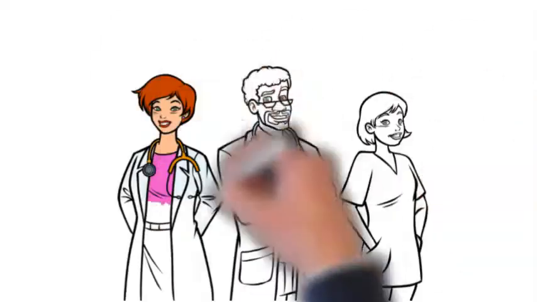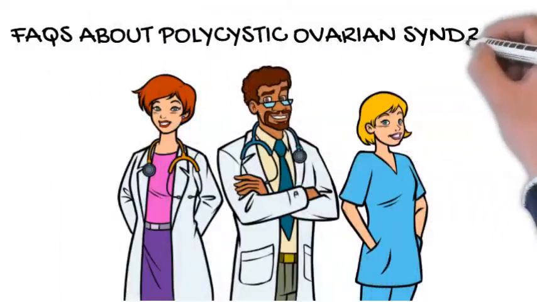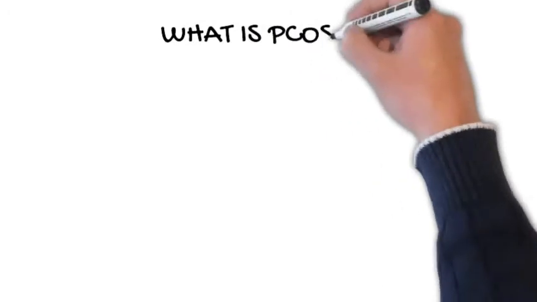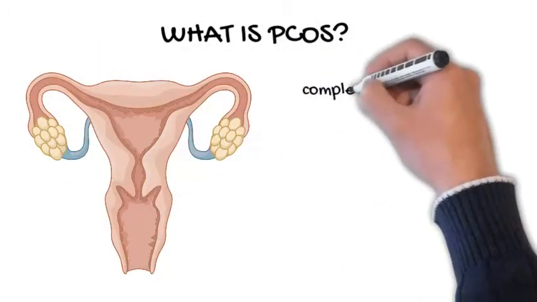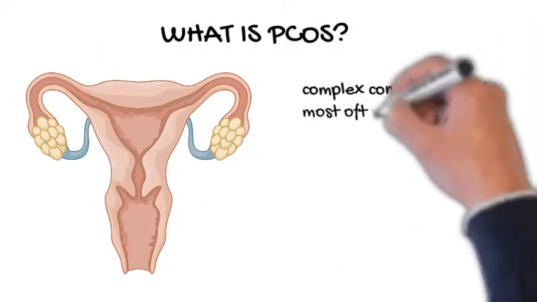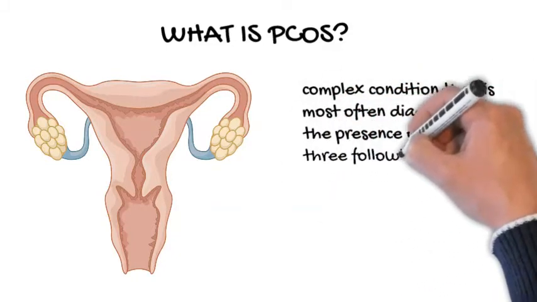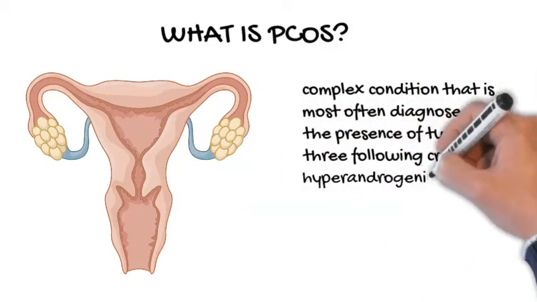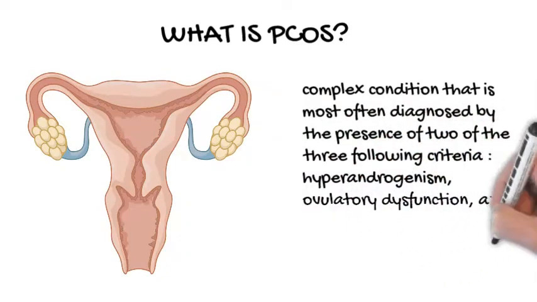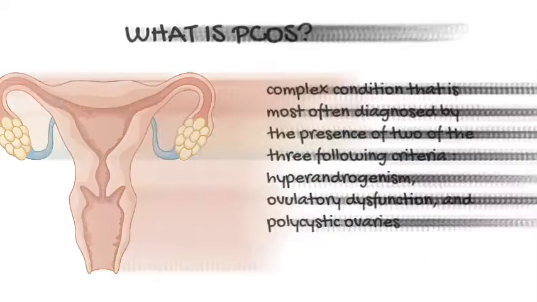Frequently asked questions about polycystic ovarian syndrome. What is PCOS? PCOS is a complex condition that is most often diagnosed by the presence of two of the three following criteria: hyperandrogenism, ovulatory dysfunction, and polycystic ovaries.